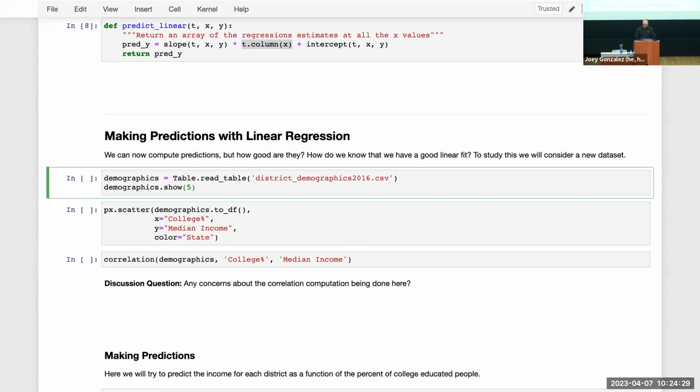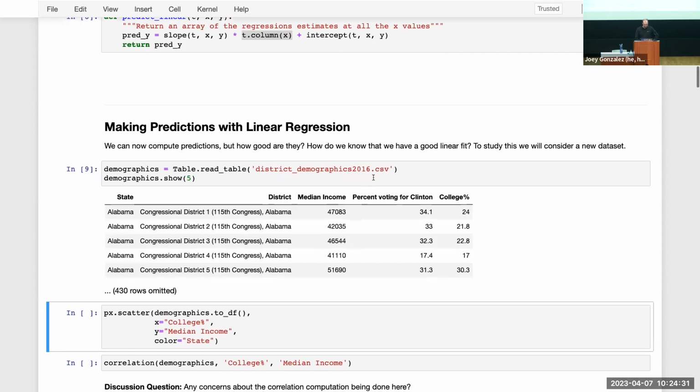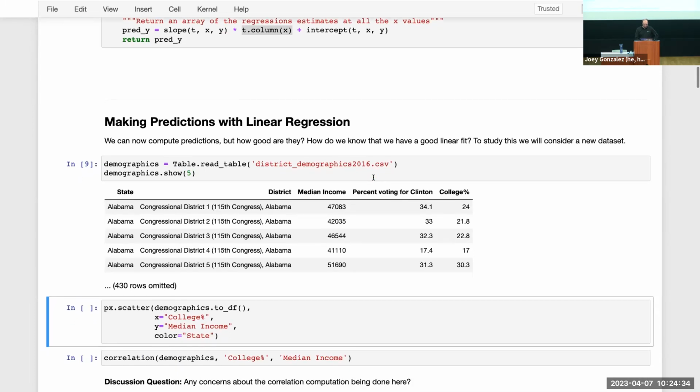All right, let's make some predictions. Some new data for today. This is the 2016 demographics for the US congressional districts. What we have here is the state, the district, the median income, the percent voting for Clinton, which we'll ignore for today, and the percent of college-educated people. And I think today we're going to figure out if college education improves your income. Let's figure it out.